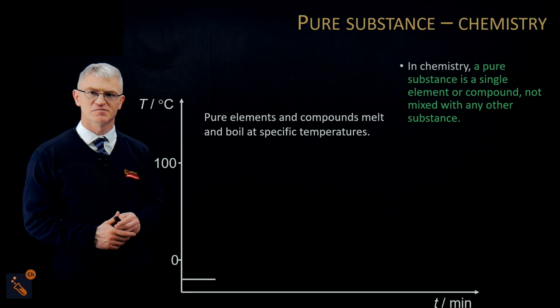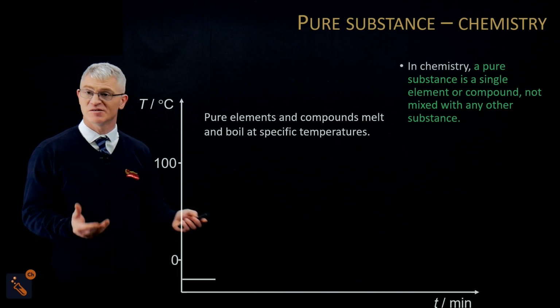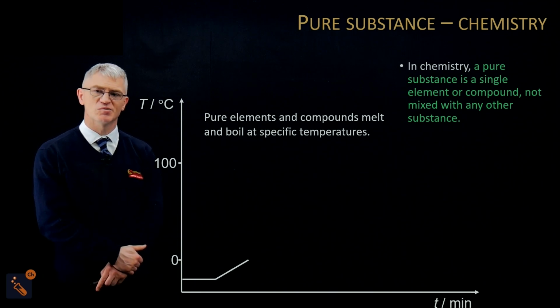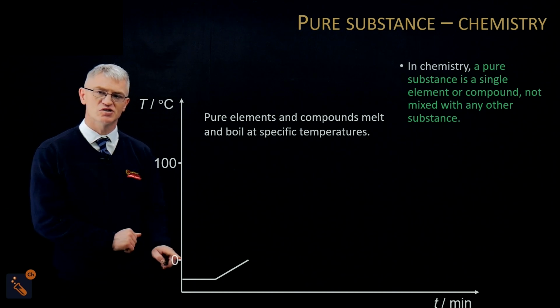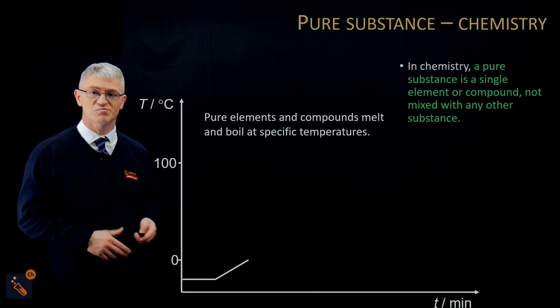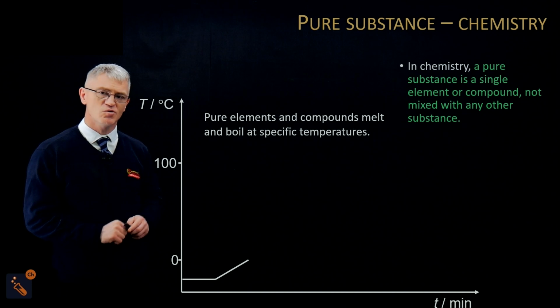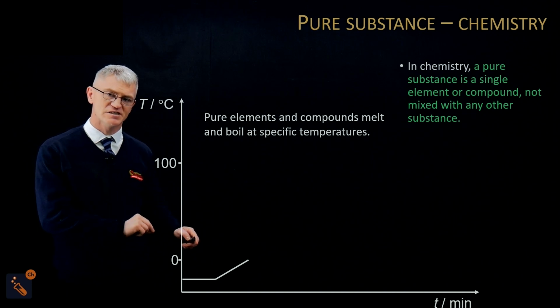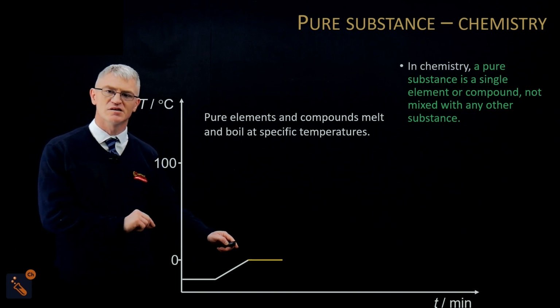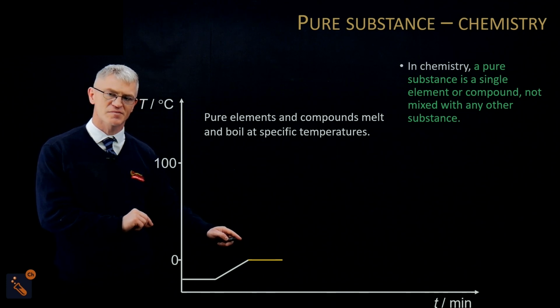And let's have a look at this. So we start off at this temperature. Again, the temperature doesn't matter. And then we raise the temperature up to 0. We do that just using a Bunsen burner or something like that. We start heating it up. What we notice when we get to 0 is that for a period of time, the temperature doesn't change.